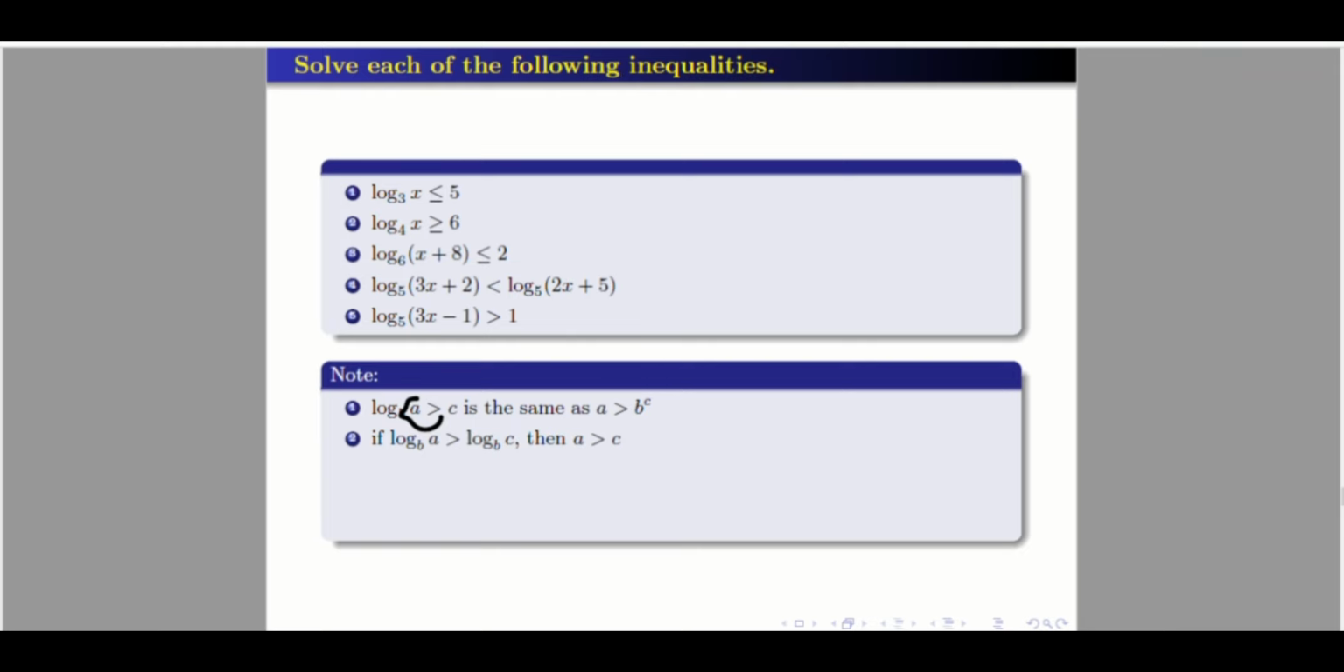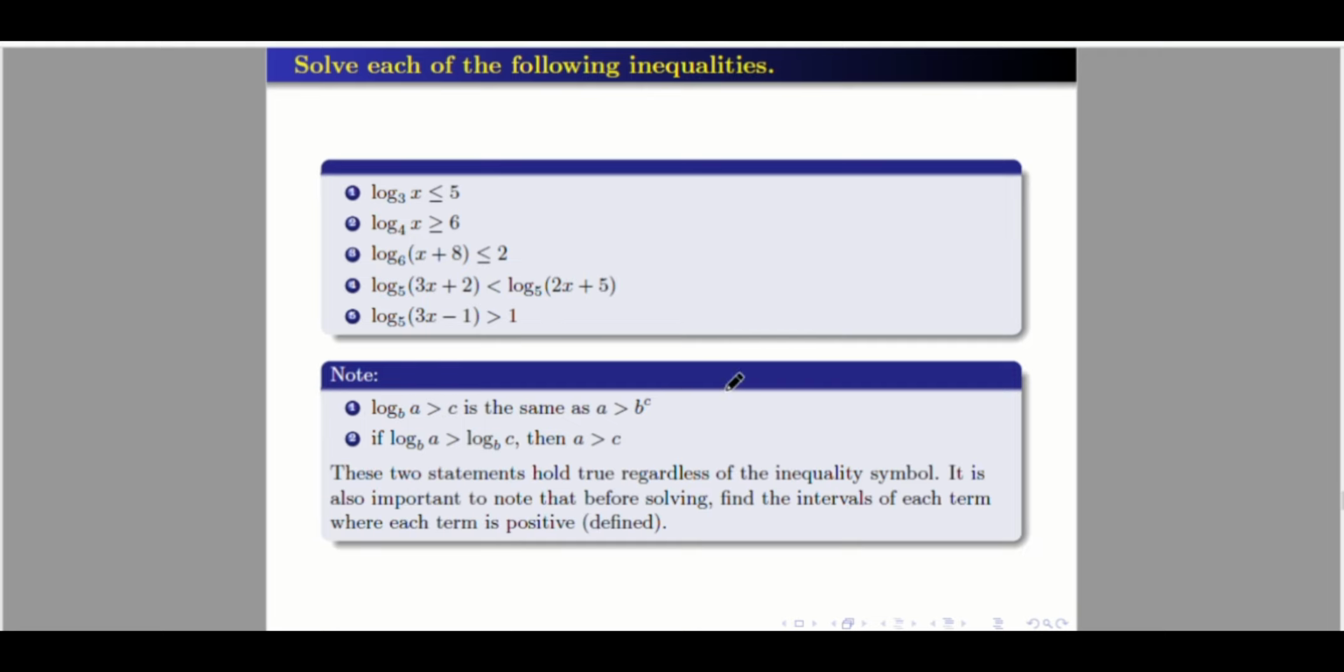For number 2, if we have this, then it will follow that a is greater than c. So number 2 is just like the one-to-one property for inequalities, as long as they have the same base. Now take note that these two statements hold true regardless of the inequality symbol. If it's greater than, you use greater than. If it's less than, you use less than. If it's greater than or equal, you use greater than or equal. If it's less than or equal, you use less than or equal. That is the meaning of this statement.